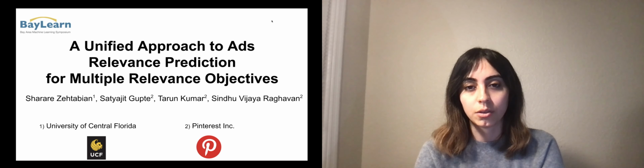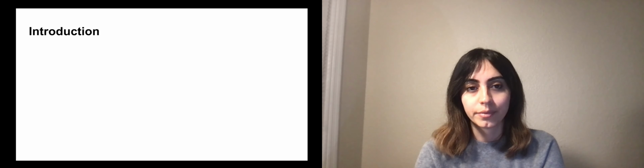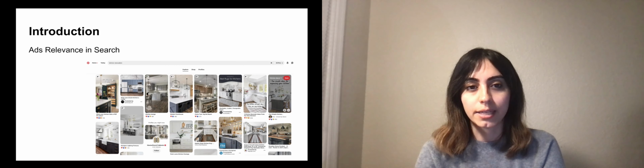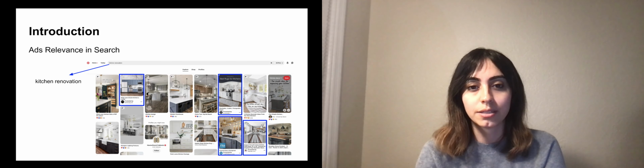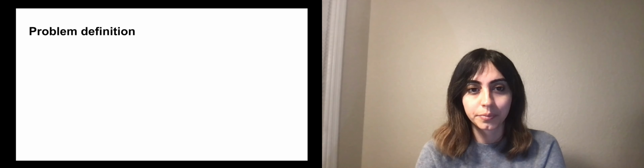I'm presenting a unified approach to ads relevance prediction for multiple relevance objectives. First, let's see what is ads relevance in search. Consider a user or pinner that comes to Pinterest to find new ideas about kitchen renovation. We want to show the ads of products that are highly relevant to what the user was looking for, such as these ads in this picture.